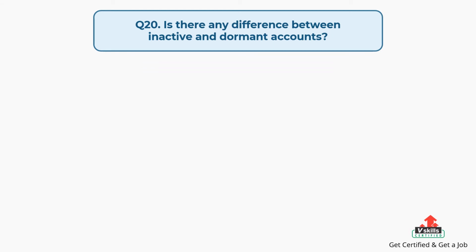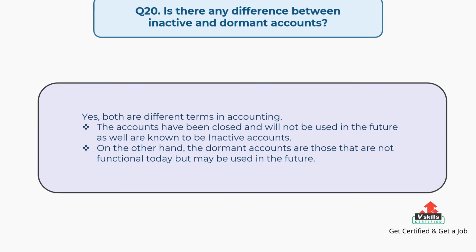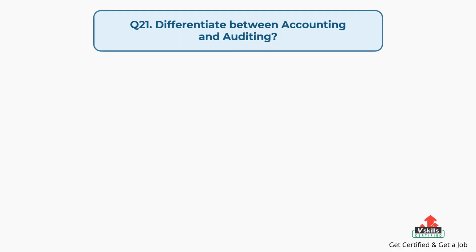Question number 20. Is there any difference between inactive and dormant accounts? The answer is, yes, both are different terms in accounting. The accounts that have been closed and will not be used in the future are known as inactive accounts. On the other hand, dormant accounts are those that are not functional today but may be used in the future.